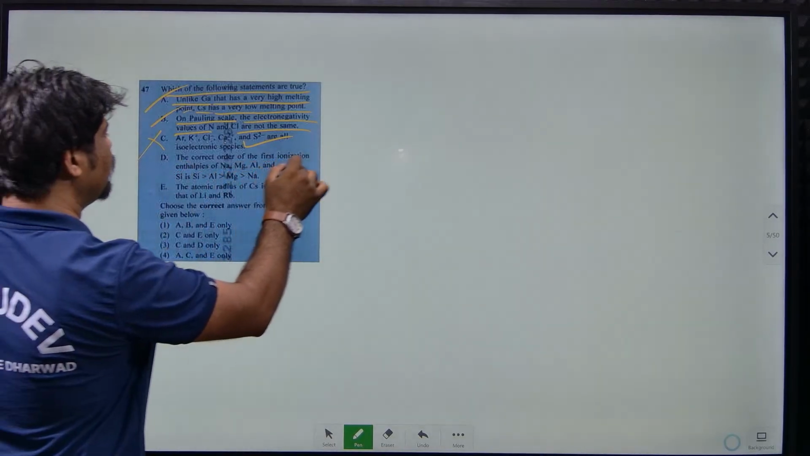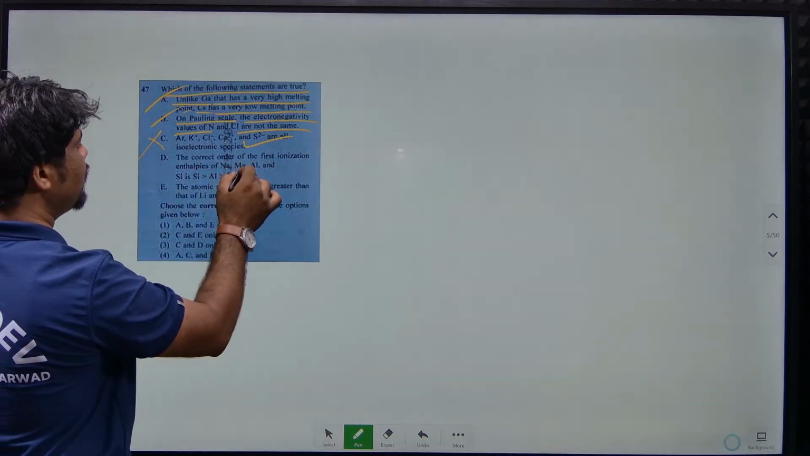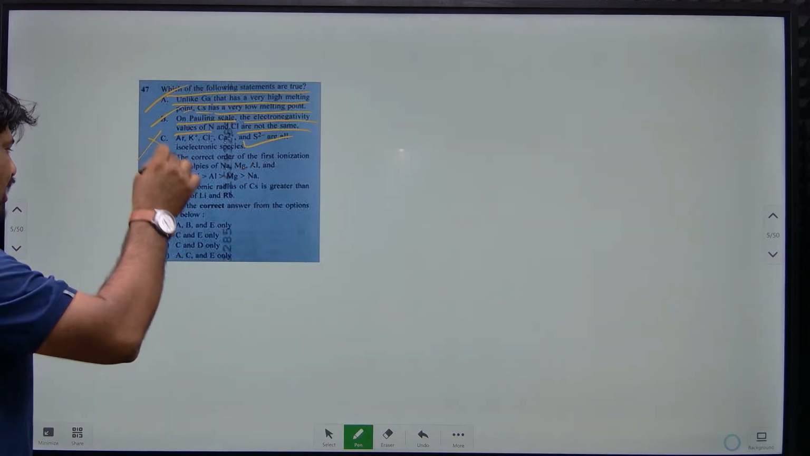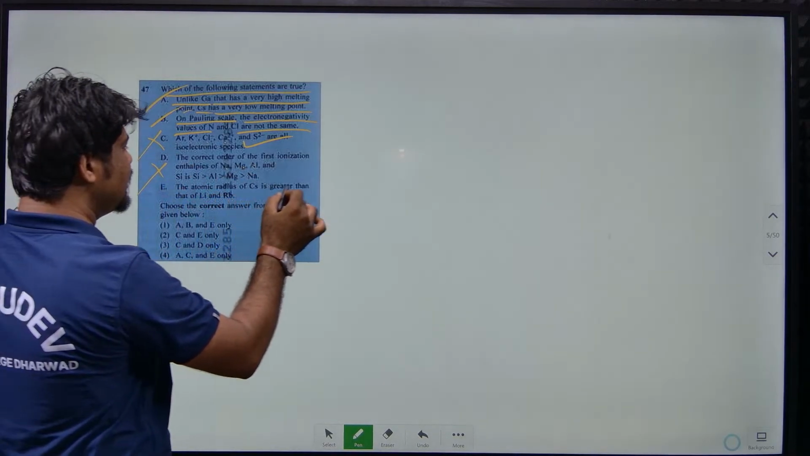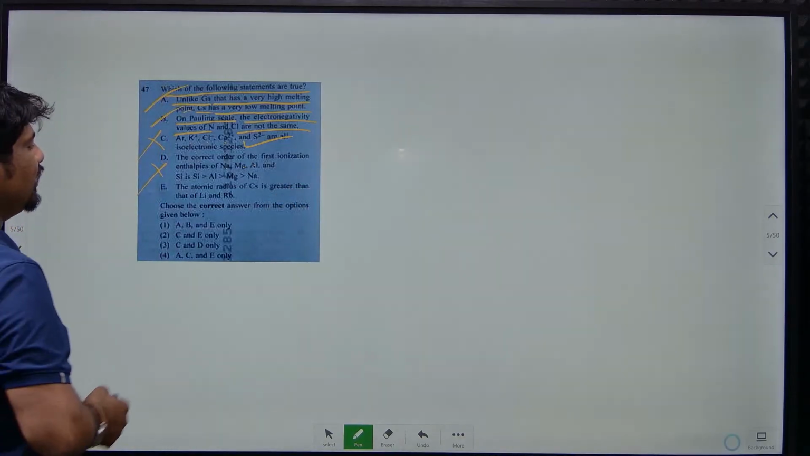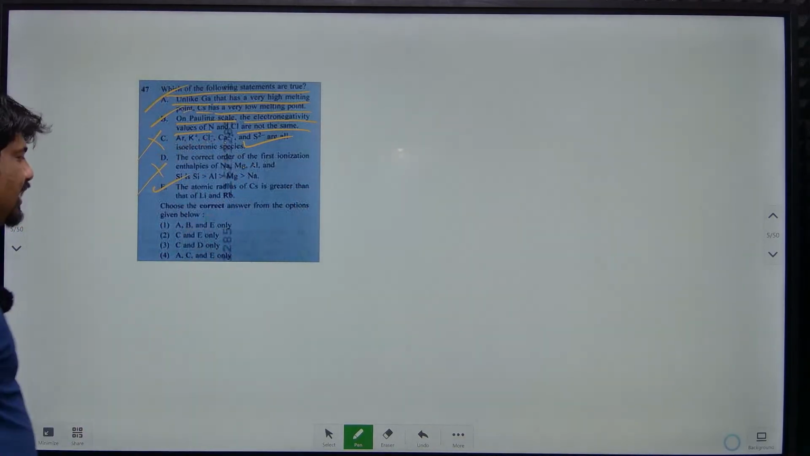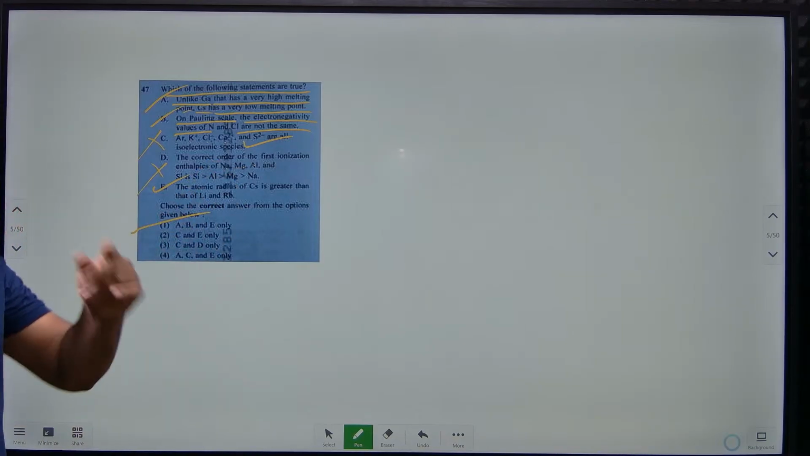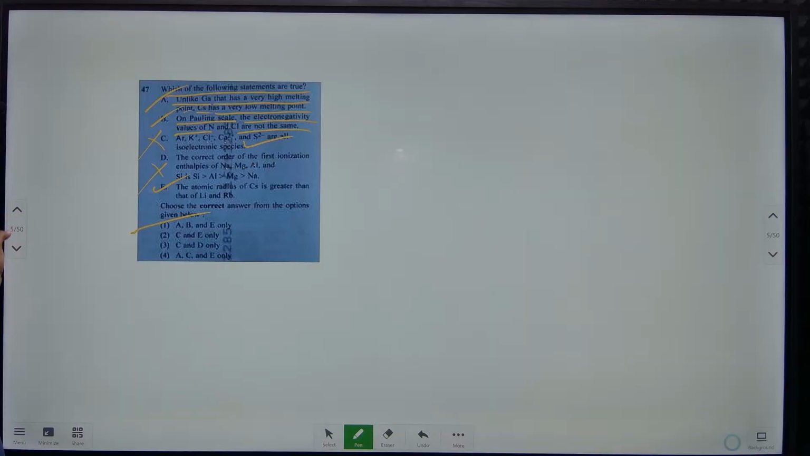The correct order of the first ionization enthalpy of sodium, magnesium, aluminum in this order is also wrong. The last one, the atomic radius of cesium is greater than that of lithium and rubidium. Actually, E is the right answer. So A, B and E are the right answers here. So option 1 is the right answer for the question.